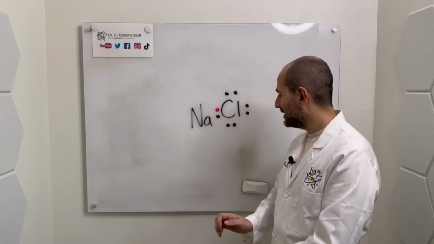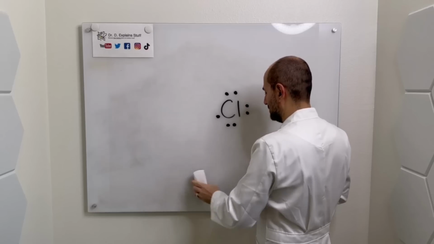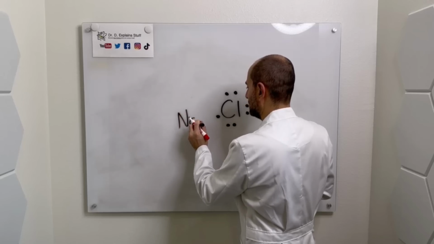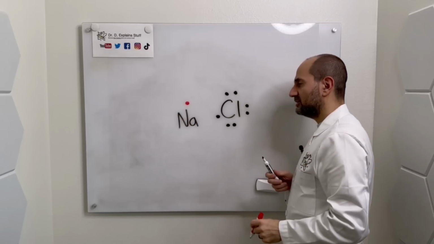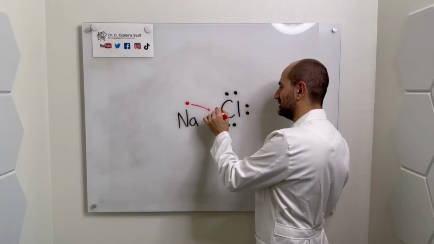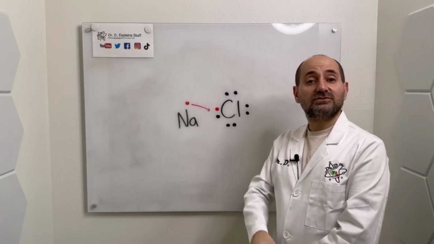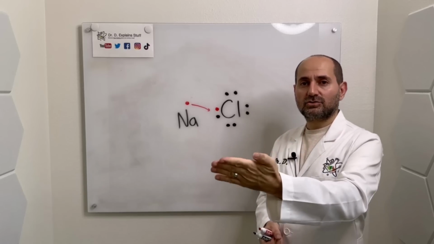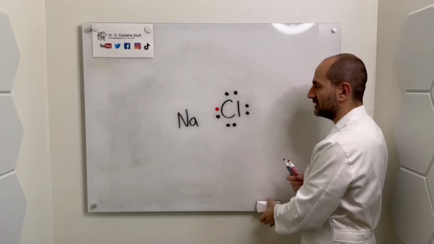Does that make sense? But let me ask you this. What would happen if sodium, which has 1 valence electron, just said, hey, why don't you just take my electron, take it, it's yours? Think about that for a second. So not sharing, this is not sharing. Sodium literally gives its electron to chlorine. So sodium gives its valence electron to chlorine.